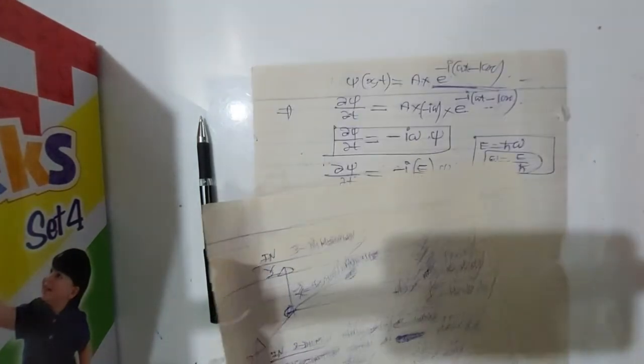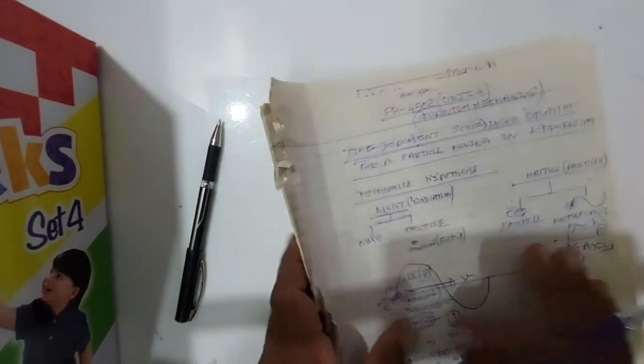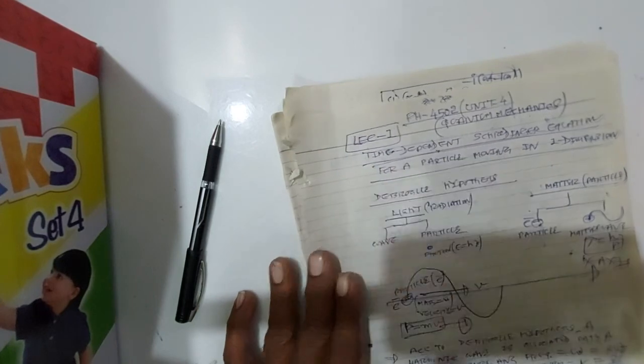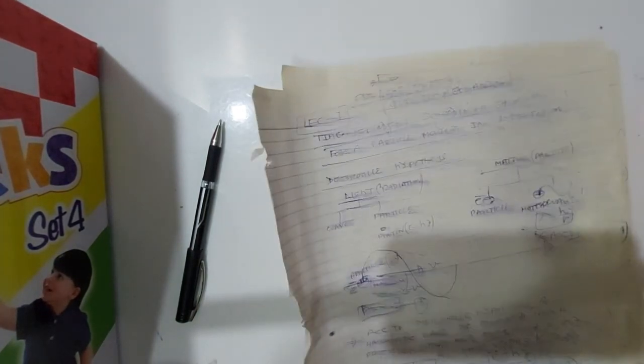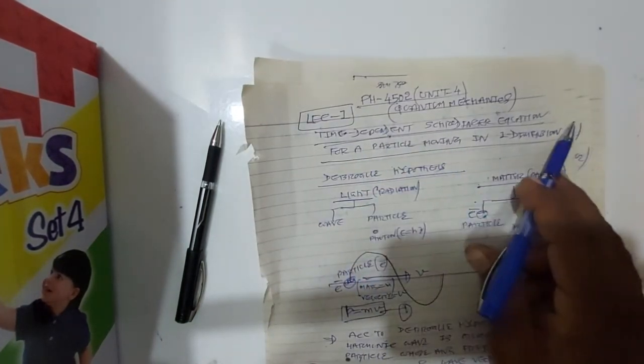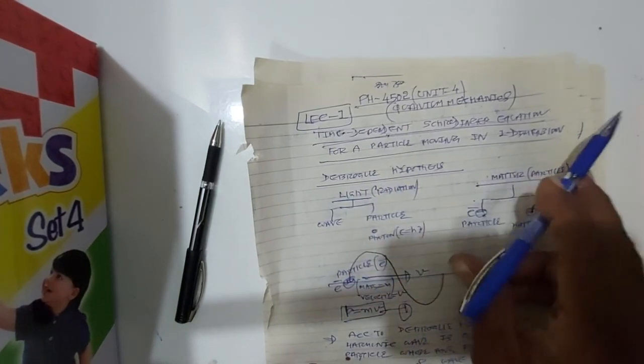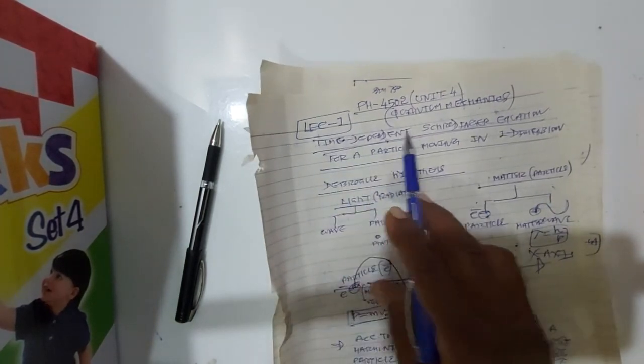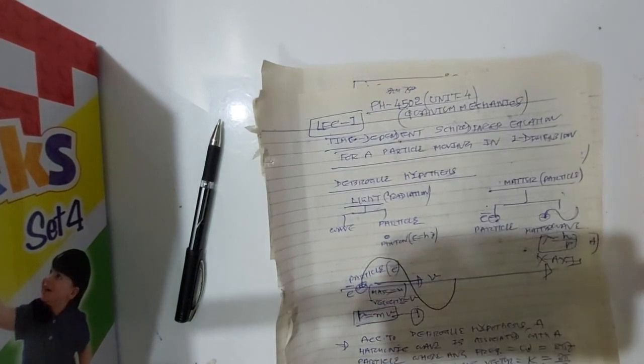So this is my first lecture, in which we have obtained the time dependent Schrodinger equation for a particle moving in 1 dimension, and we also generalized the Schrodinger equation to 3 dimensions. So we have derived the time dependent Schrodinger equation in 1 dimension, and we have generalized that equation to 3 dimension.